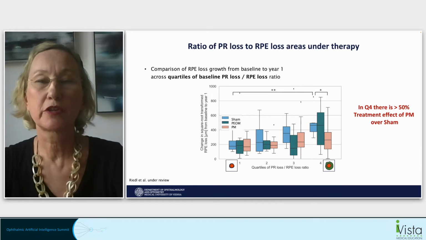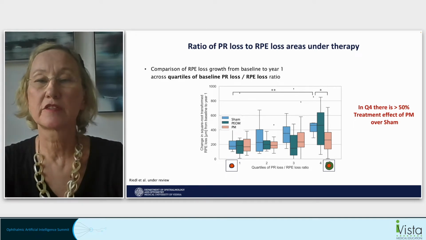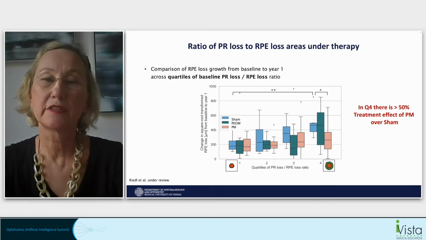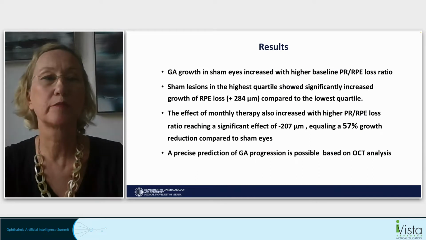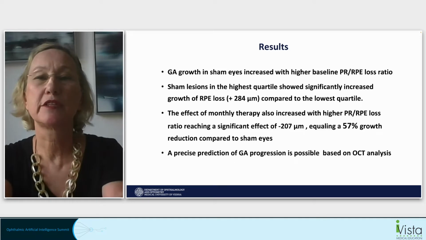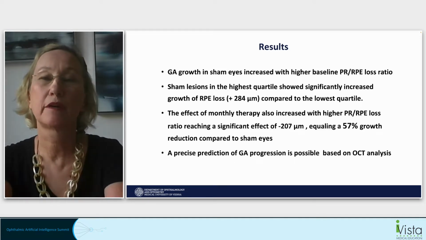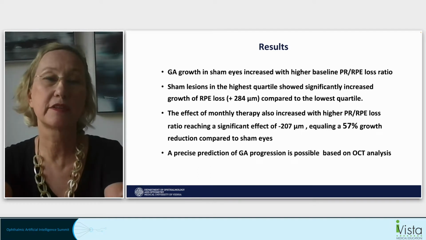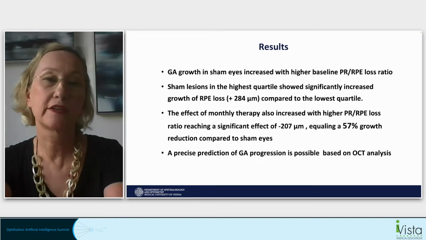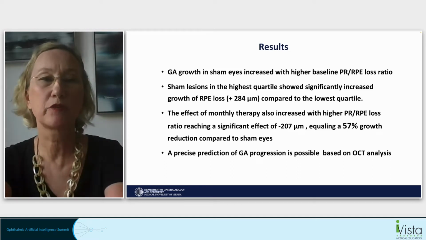So the 4 quartiles are presented side by side. And you can see that in the largest quartile on the right-hand side, there's the hugest difference in disease activity, as well as the hugest benefit to be expected from treatment. So GA growth in sham eyes increased with higher baseline RPE loss. Sham lesions in the highest quartile showed significantly increased lesion growth, as shown here as high as almost 300 micrometers.